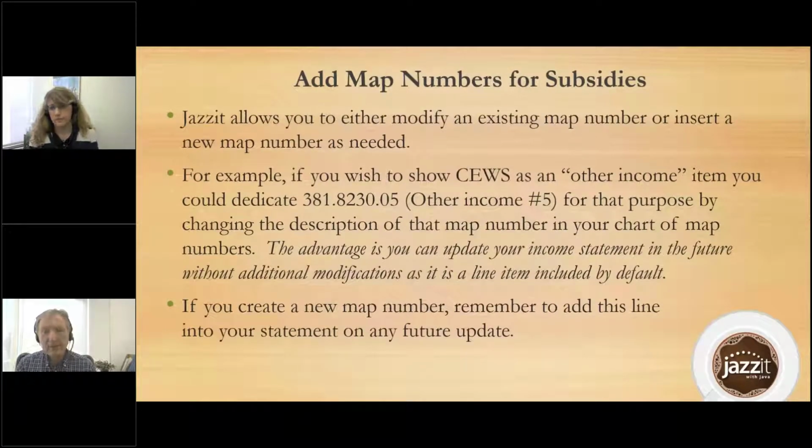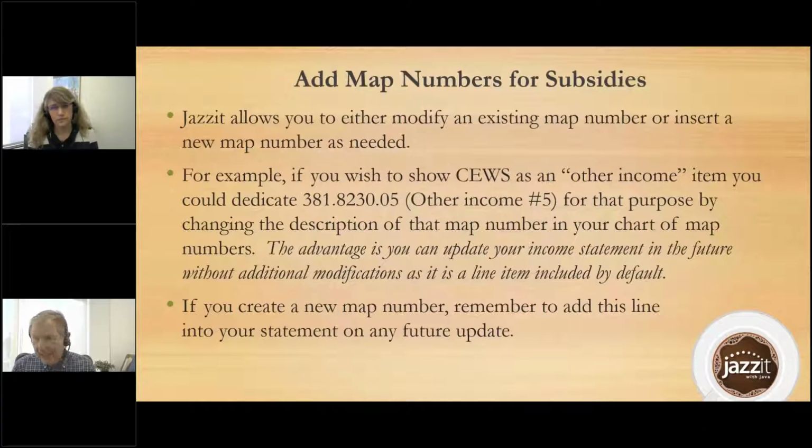So for example, 381-8230.05, let's say we want to use that for wage subsidy. And all we need to do then is just change the description on that map number. And if we assign the account to that, we're going to see the balance coming into the statement. The advantage of doing that is that if we update the income statement in the future, we don't have to add a line because that line is already in the statement. This is as opposed to inserting a new map number, okay?